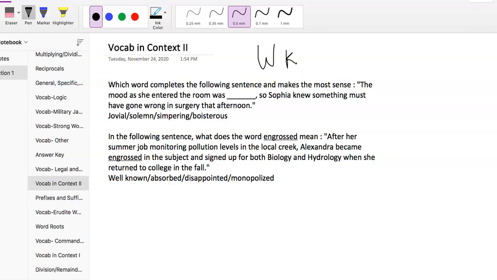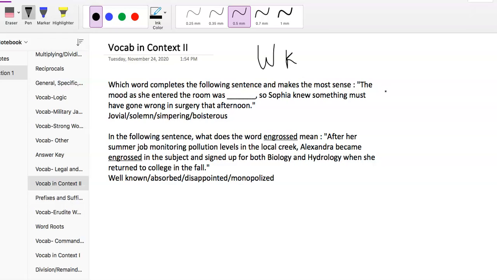All right, so we got 2 examples here. Vocab in context really means you have a pretty detailed sentence, and there's a word that you have to fill in the blank on. Based on the context, we should be able to guess what the word is. Let's see what they got here. The first one says: which word completes the following sentence and makes the most sense?